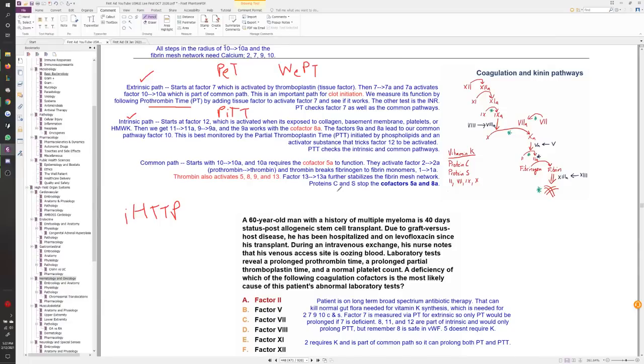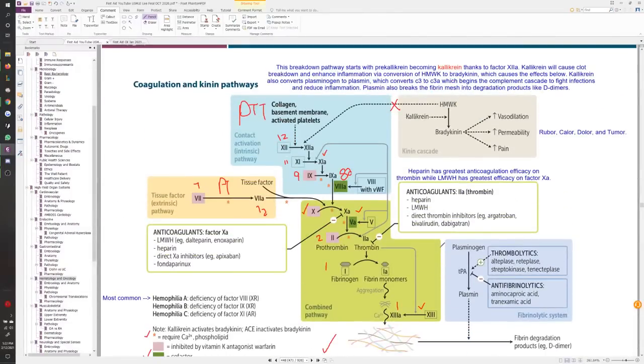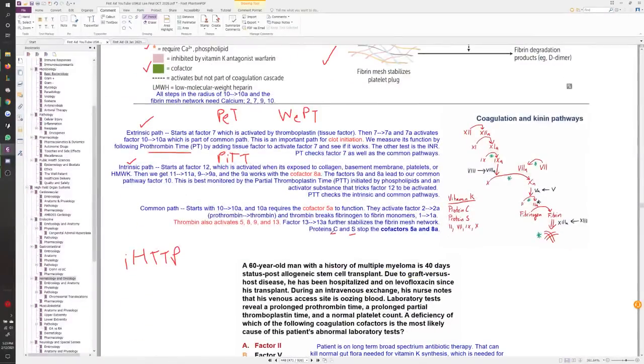The last thing is your proteins C and S. Proteins C and S, you can think of them as cut and stop. Right? Proteins C and S stop the cofactors 5A and 8A, thereby acting like anticoagulation. They stop all of this cascade. So if for any reason you have a deficiency of protein C and S, you become hypercoagulable because you can't stop your coagulation cascade. This is actually discussed in the book as well. It's taught in Step 1, protein C deficiency.